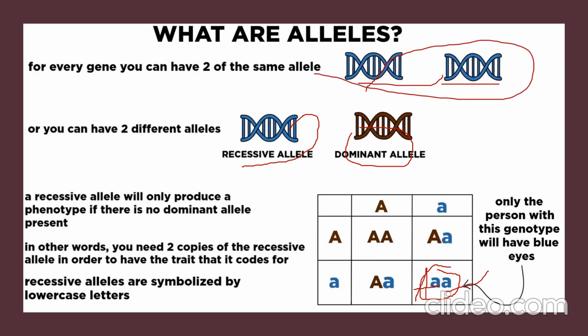Parang ito, no? Tsaka here, no? Here, no? You have two copies of the recessive allele in order to have the trait that it codes for. Recessive alleles are symbolized by lowercase. So A here, this is dominant. Brown eye siya. Ito, brown eyes pa rin. Ito, brown eyes pa rin. Dito lang siya magkakaroon ng blue eyes.